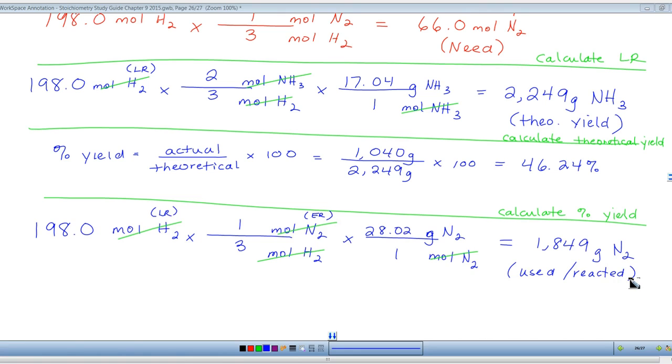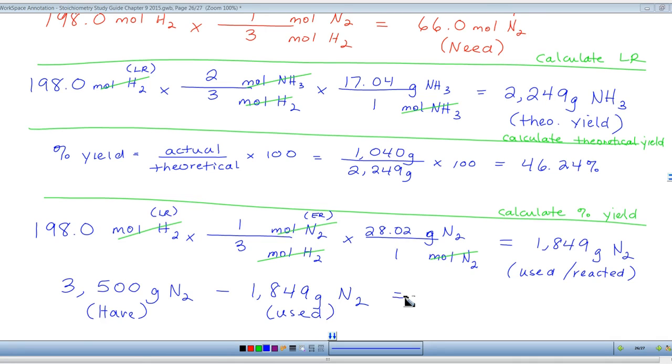First, we had to figure out the amount of the excess used so that we can figure out the amount left over. That's just a subtraction. So we go back up to the original problem to find the amount of nitrogen that we had. Oh, brother. It was that 3,500. That's the amount that we have. And then we can subtract the amount that gets used. 1,849 grams of nitrogen used, reacted, consumed. The difference, that's a comma, 1,651 grams of nitrogen excess.